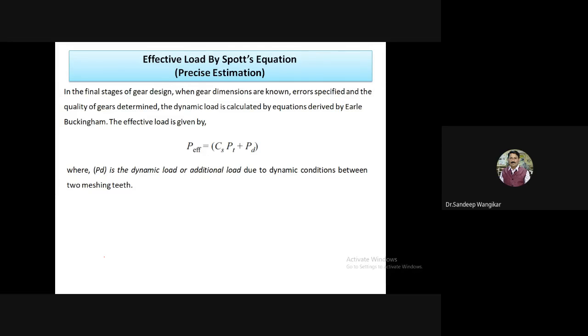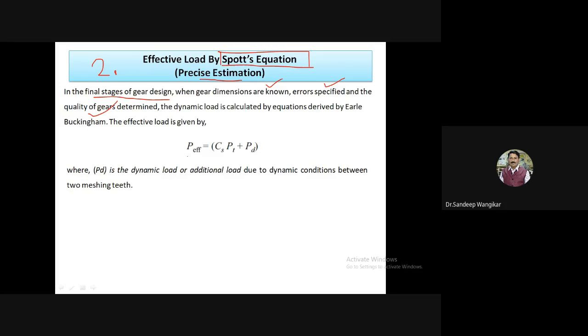Next, the second method: effective load by using Spott's equation. This is also mentioned as the precise estimation, or precise calculation method. It is used only in the final stages of gear design, when the gear dimensions are known, when the errors are specified, and the quality of gear is determined. The dynamic load can be calculated by Earle Buckingham's equation, but we will be focusing here more on Spott's equation.